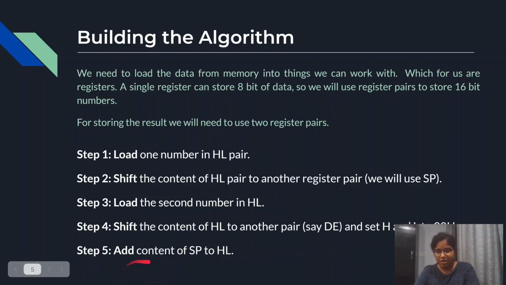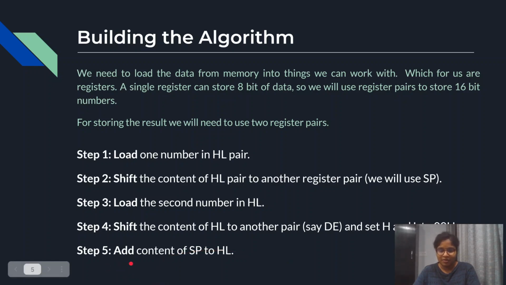Step 5 is to add the content of SP to HL. What we are basically doing here is, since there are no direct instructions for multiplying two numbers, we will be using repetitive addition for calculating the product. We will be repeatedly adding one of the numbers to HL, which has been set to 0 initially, and the number of times that the first number is added is equal to the second number.